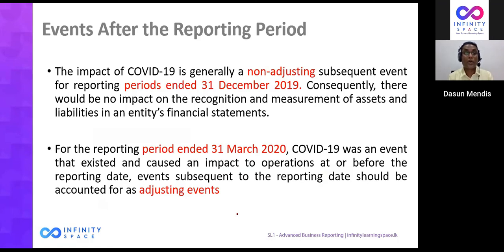For the reporting periods ended 31st March 2020, this is where our company falls. COVID-19 was an event that existed and caused an impact to the operation at or before the reporting date. Events subsequent to the reporting date should be accounted for as an adjusting event. That is relevant to our company, as it has a year end of 31st March 2020. Right.